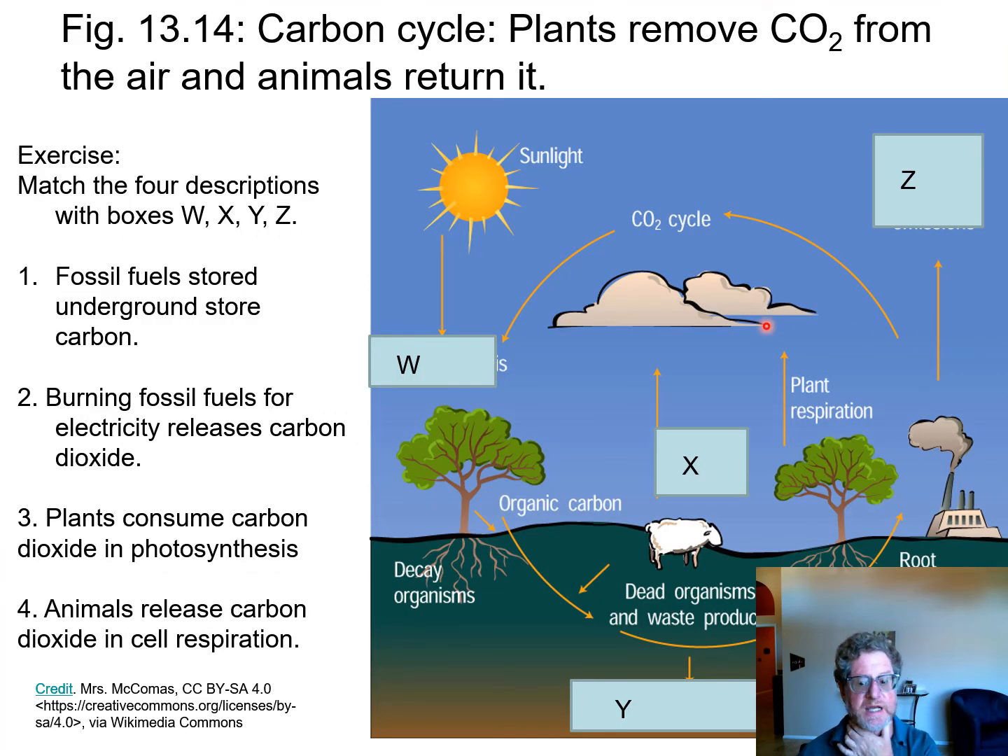All right, so here's a nice picture showing the carbon cycle. Look at everything in this picture, and there are 4 boxes marked W, X, Y, and Z, and match it over here with the description. Fossil fuels are stored underground, and they store carbon. So pick one for that and go through these others and see if you can figure it out.